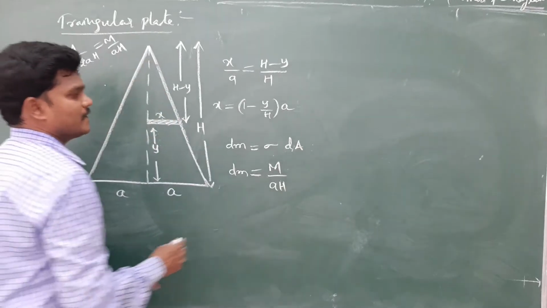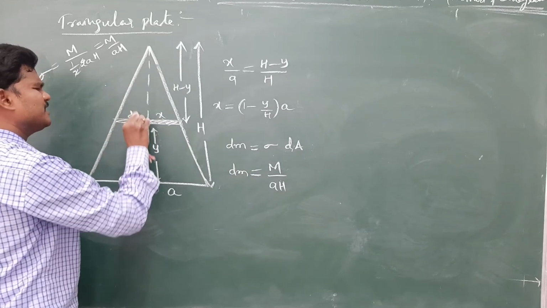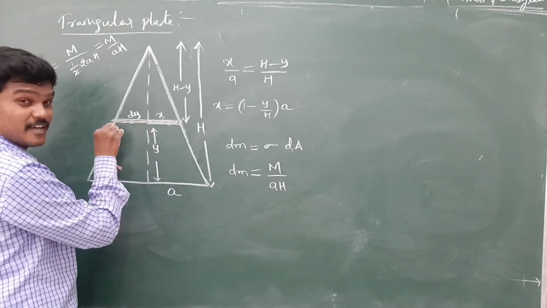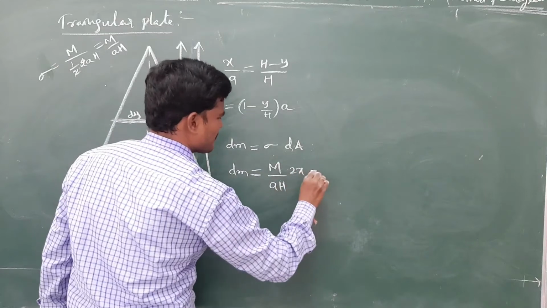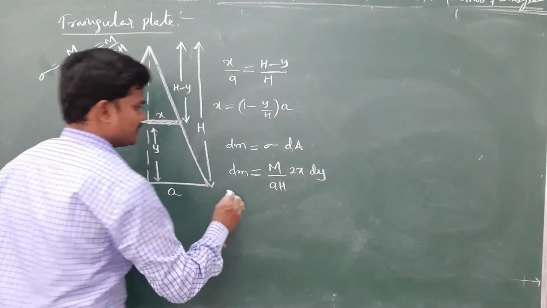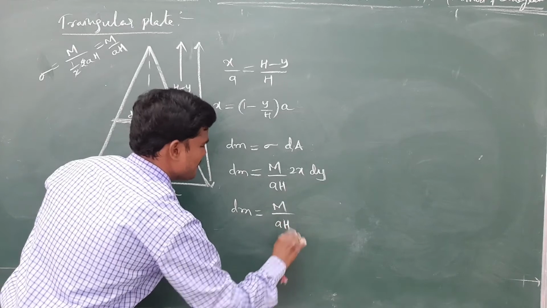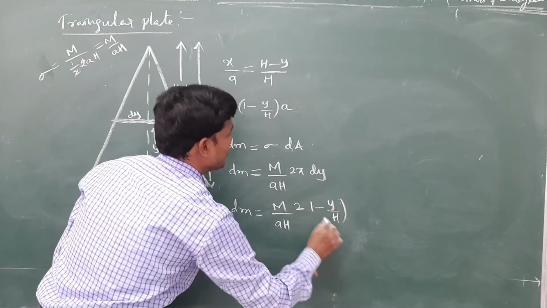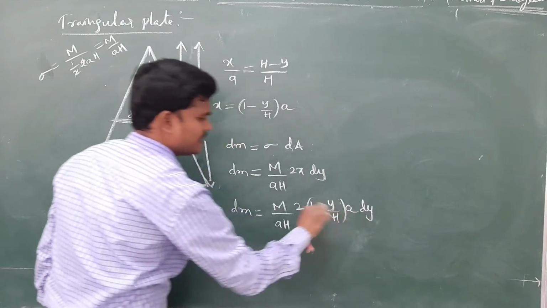Okay, area. So the area of this one: a small part is dy. Area is length times dy, and the length is 2x, like a line on a plate. So 2x into dy. So dm is equal to m by (half base times height) times 2x, nothing but 2m by h times (1 minus y by h) into dy. Again you will get the answer with y.